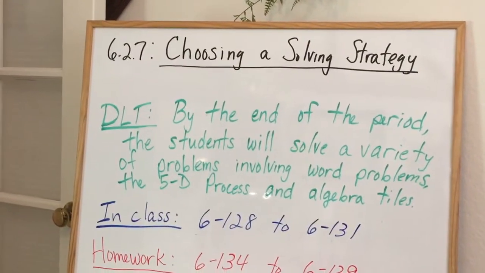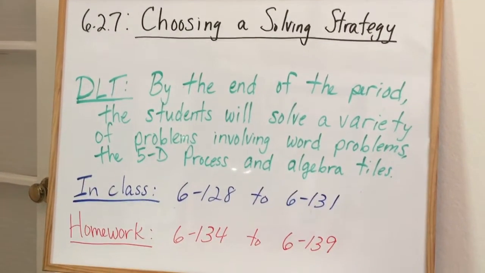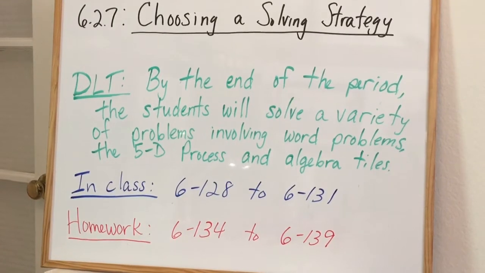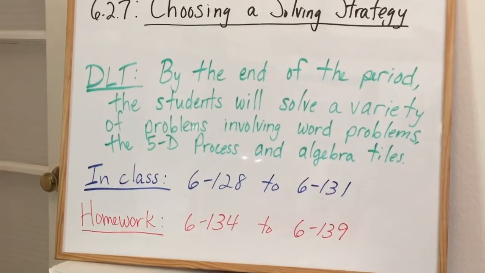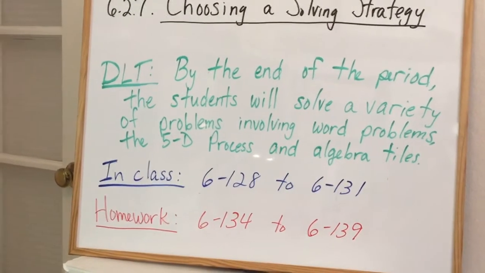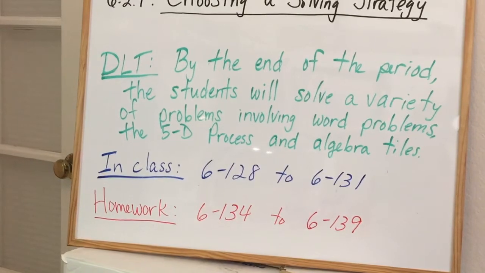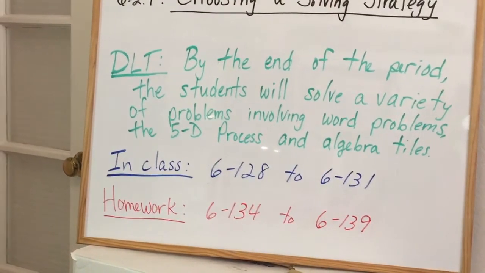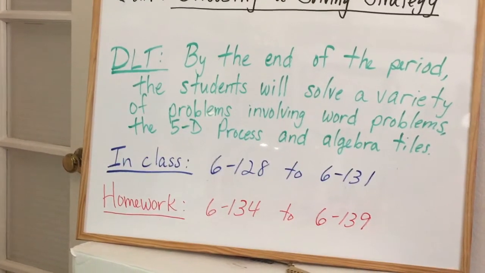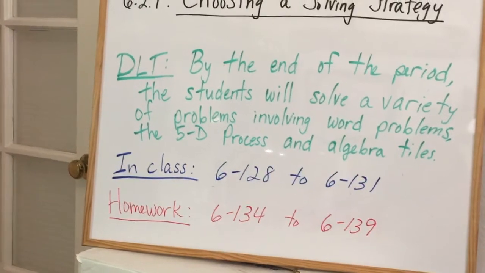Lesson 627, Choosing a Solving Strategy. By the end of the period, the students will solve a variety of problems involving word problems, the 5D process, and algebra tiles. Your in-class problems are questions Chapter 6, 128 through Chapter 6, 131. The homework will be questions 134 to 139 in Chapter 6.